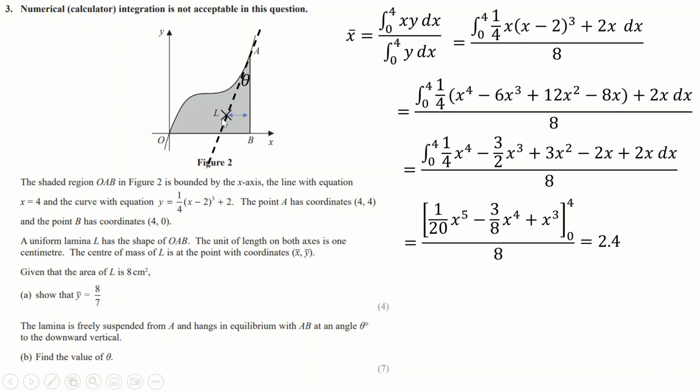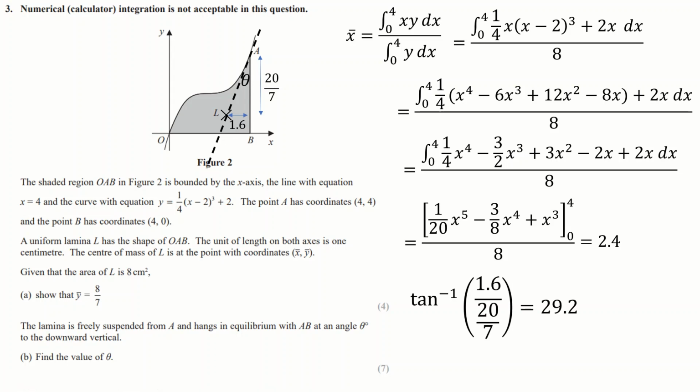Firstly, this length across here, if that's 2.4 to the center of mass, and this whole distance is 4, 4 minus 2.4 is 1.6. And then this thing here, we're actually told is at 4. And this is 8/7 up. So this here is 4 minus 8/7, which is 28/7 minus 8/7, which is 20/7. And then we can just do tan inverse of this over this, and we'll end up with our answer.